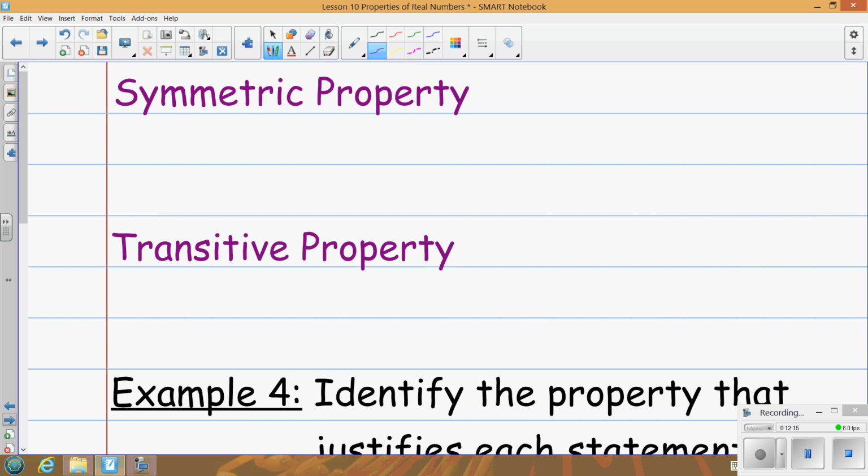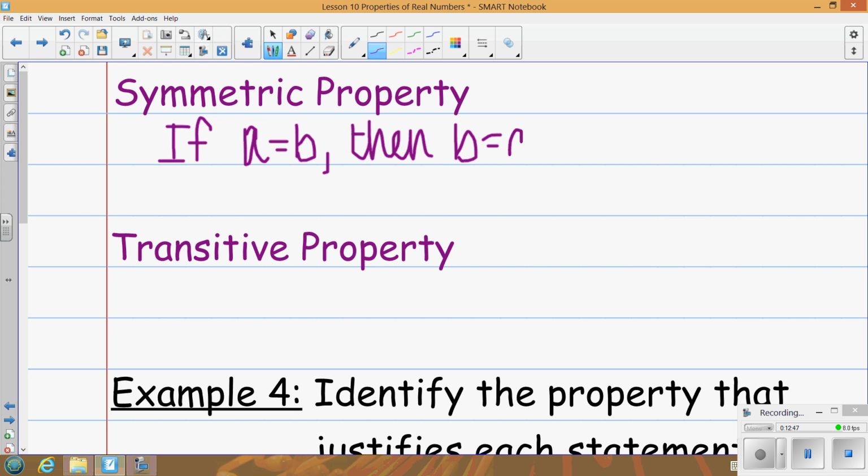So then before we try some examples, let's just talk about our last two properties, one being the symmetric property. Think about what symmetry means. Symmetry means it's the same on both sides. Like a parabola, that's symmetric because if you were to fold it in half, it would match up. So the symmetric property of equality is basically the same idea where you can flip the numbers around an equal sign. So basically if A equals B, then that's the same thing as saying B equals A.